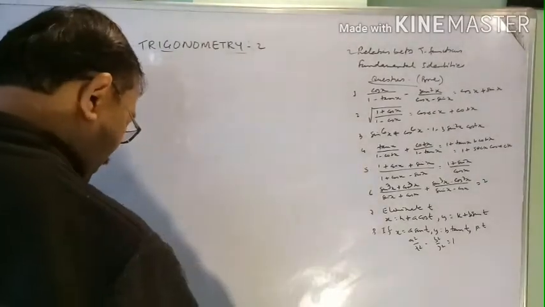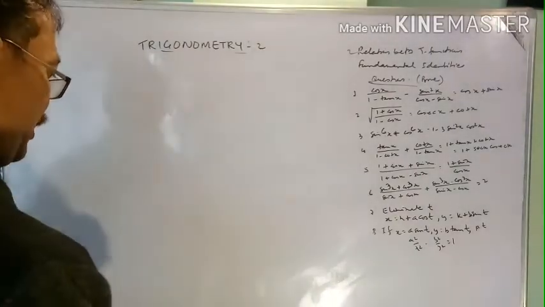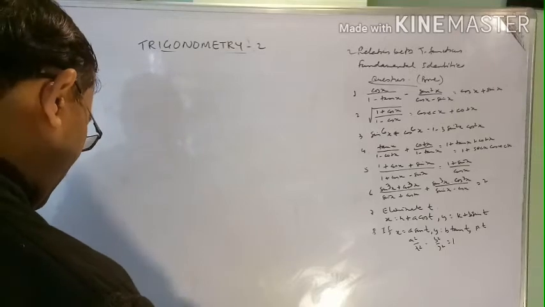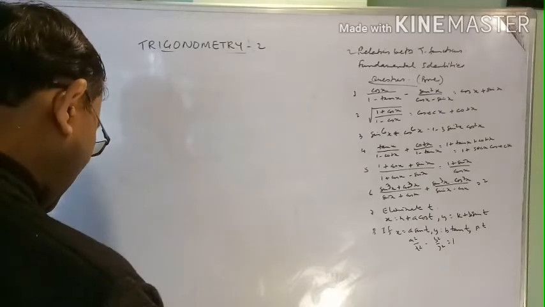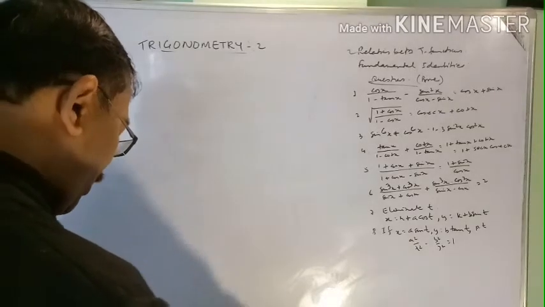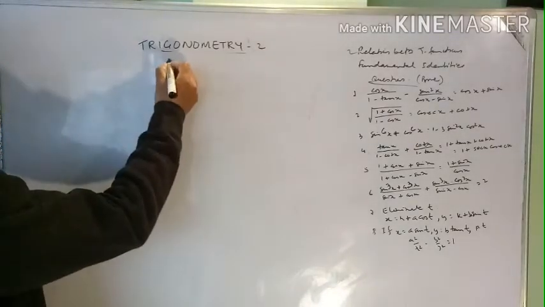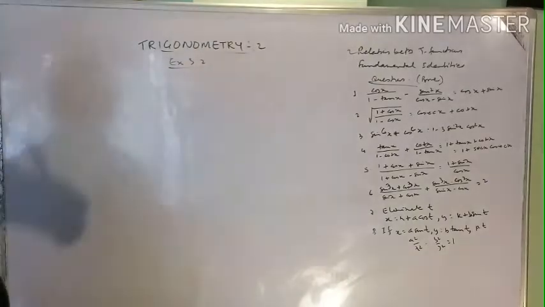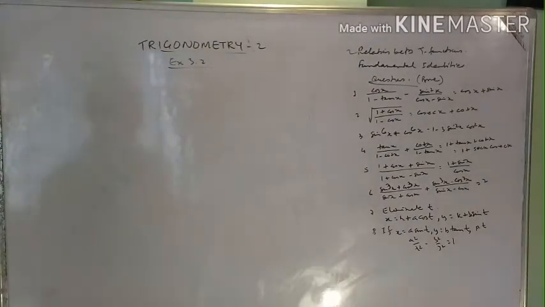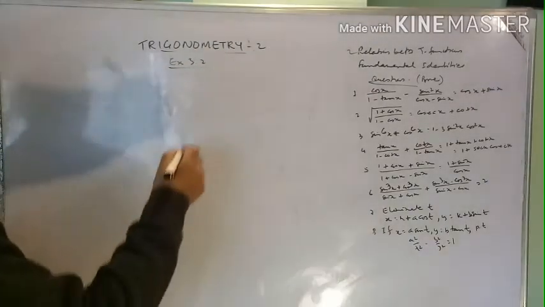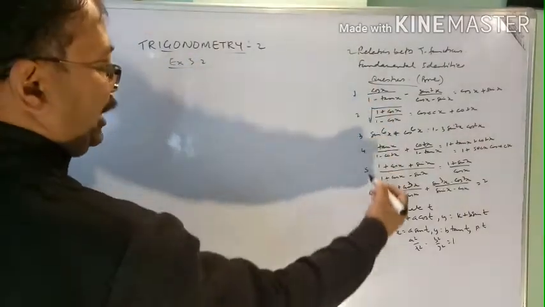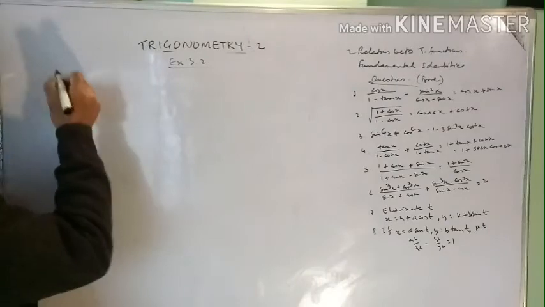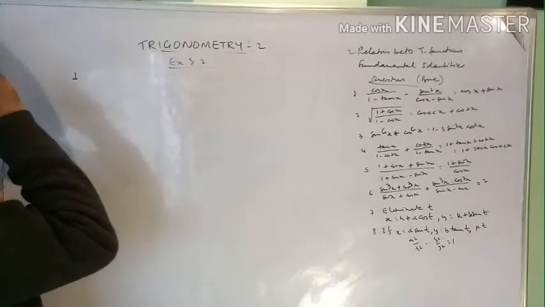Okay, so now this one is from exercise 3.2 of ML Loney's book. Exercise 3.2, some questions. Okay, you can find these questions there. Now, questions 1 to 6 we have to prove. So let's take question number 1. What we have to prove?